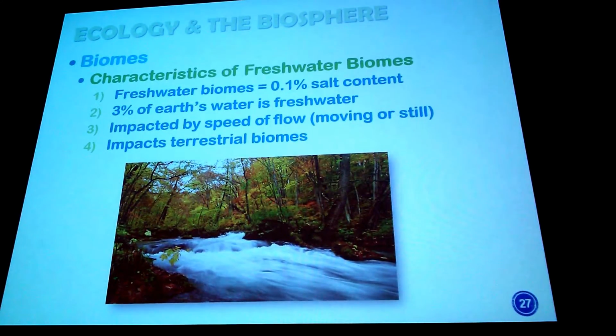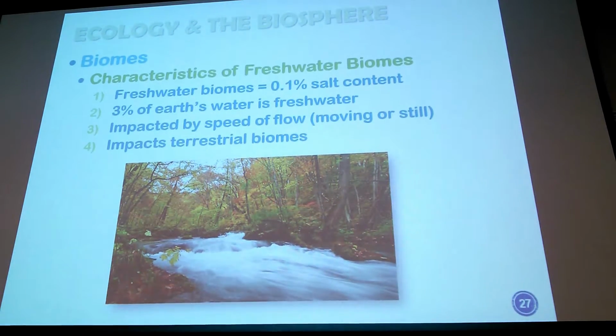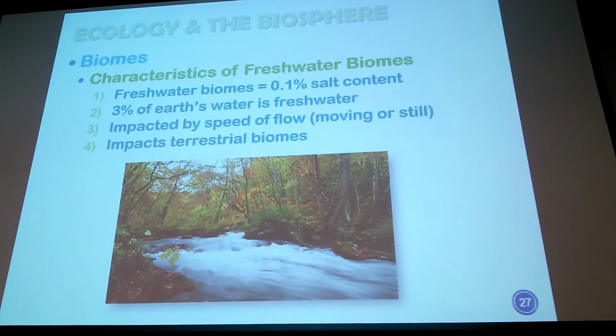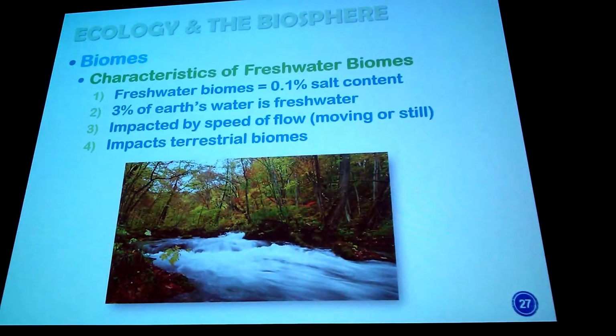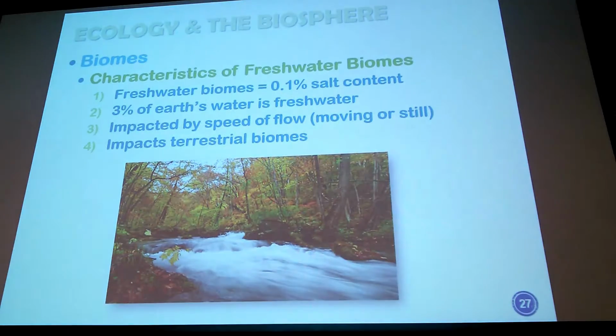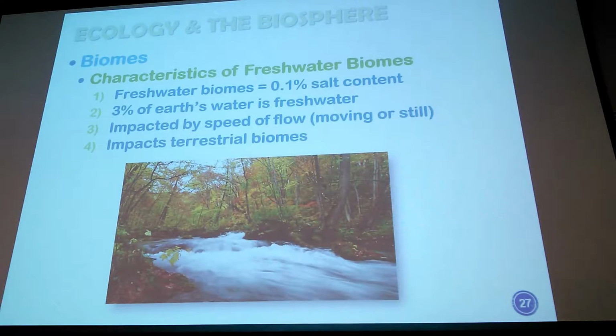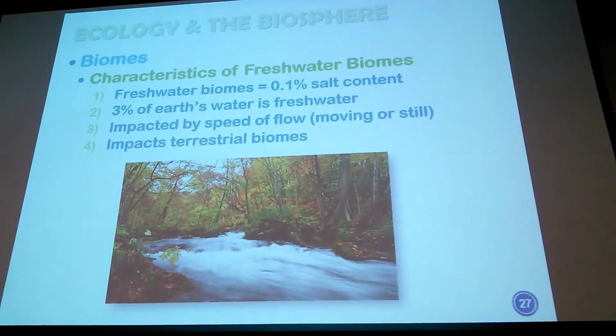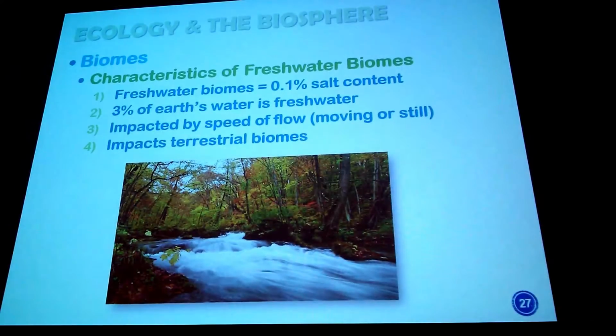Characteristics of freshwater biomes. Freshwater biome, 0.1% salt content. 3% of Earth's water is fresh water, the other 97% being salt. Now, a lot of that is tied up in snow and ice in Antarctica and around the Arctic Circle. It's impacted by the speed of flow, moving versus still. If you've got a pond or a lake, it's going to have different characteristics as opposed to something like a stream, a creek, or a river.